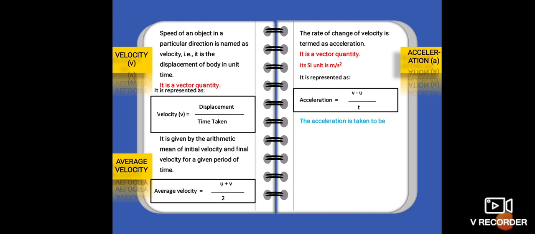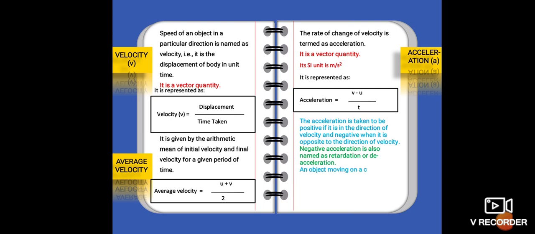Come to the acceleration. The rate of change of velocity is termed as acceleration, and it depends upon the velocity. That's why it is a vector quantity and its SI unit is meter per second square. The formula of acceleration is (v minus u) by t, where v is the final velocity and u is the initial velocity. There are three types of acceleration: positive acceleration, negative acceleration, and zero acceleration. Negative acceleration is also called retardation or deceleration.